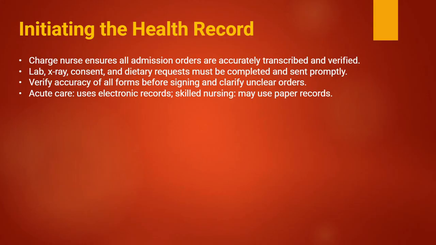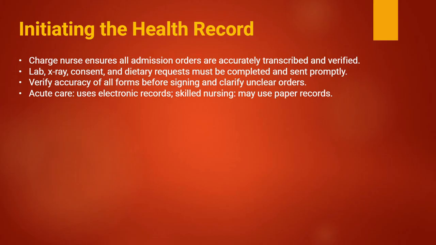When a patient is admitted, initiating the health record is one of the first administrative and clinical steps in ensuring safe, organized, and legally compliant care. The health record, sometimes referred to as the medical chart, serves as the official and permanent record of the patient's care and treatment. It includes physician orders, nursing documentation, laboratory and diagnostic test requests, dietary instructions, and consent forms.